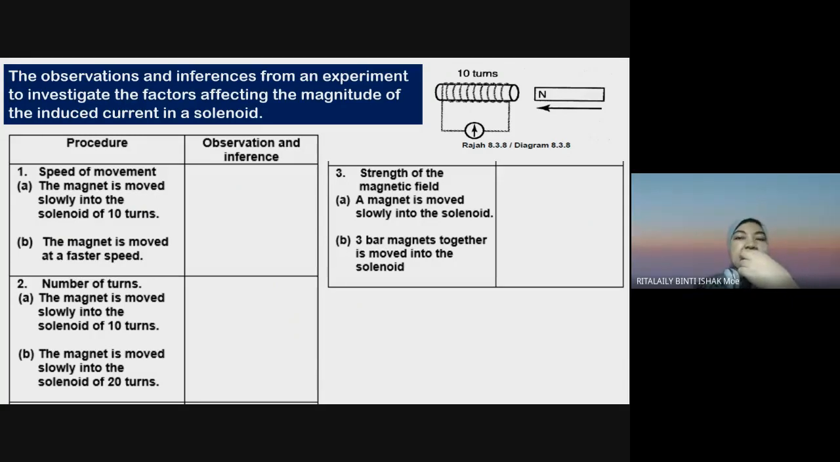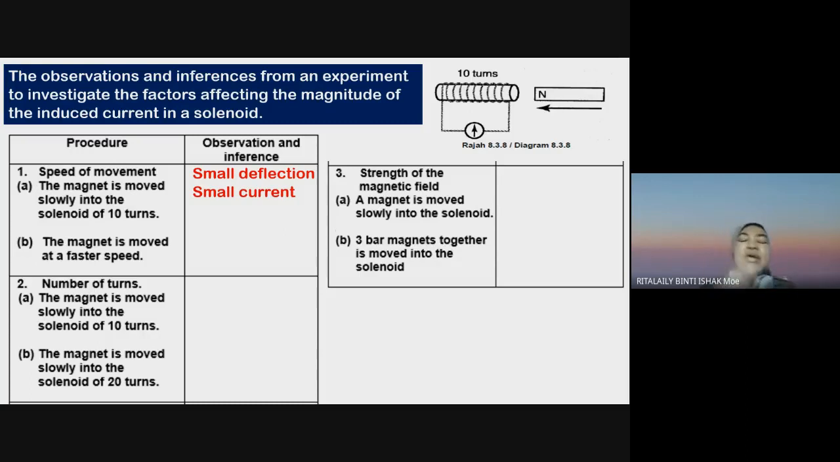Based on the explanation that I just gave, let us look at the observation and inference from an experiment to investigate the factors affecting the magnitude of induced current in a solenoid. Number one, speed of movement. A magnet is moved slowly into the solenoid of 10 turns. What do you think you will observe? What will the deflection be? Will the deflection of the galvanometer become bigger or smaller? Okay, the deflection is smaller.